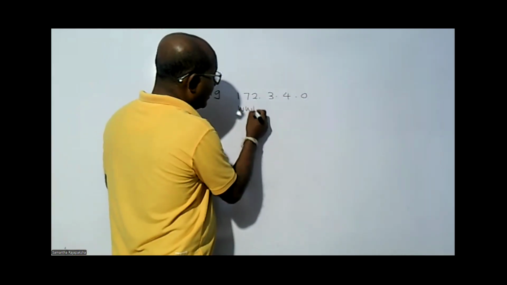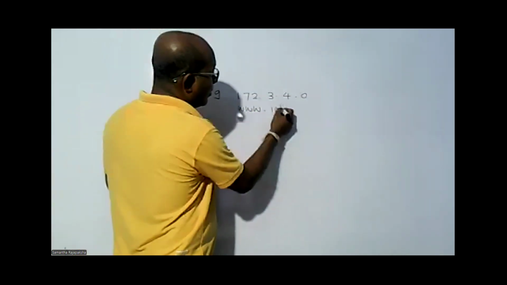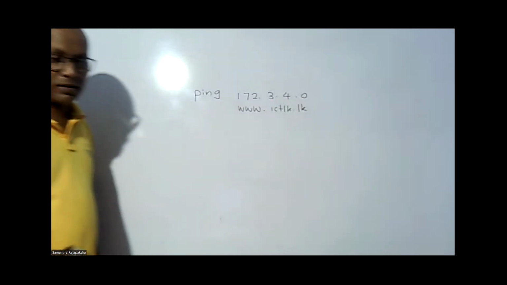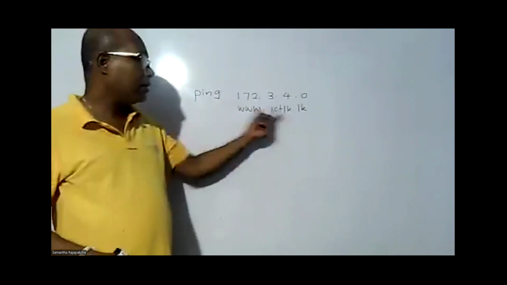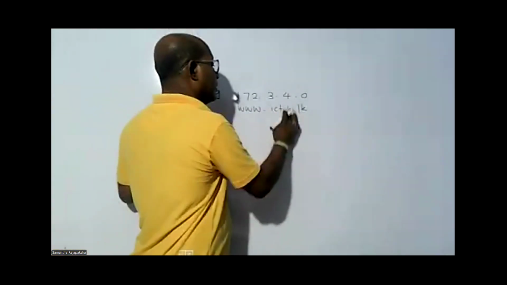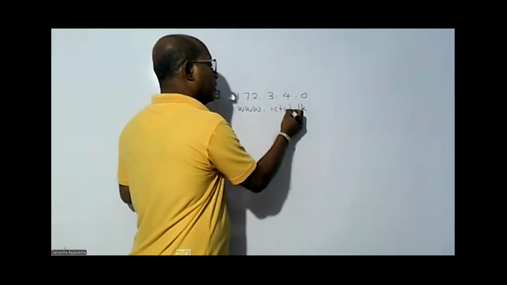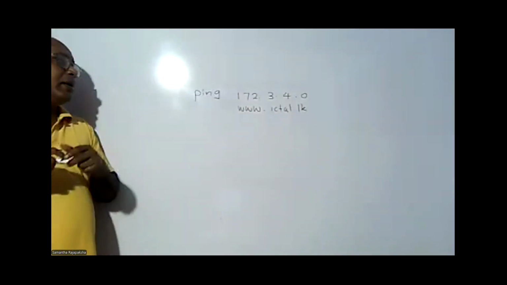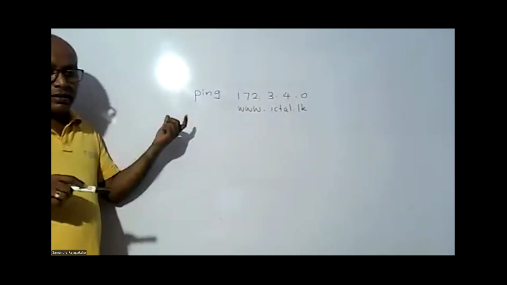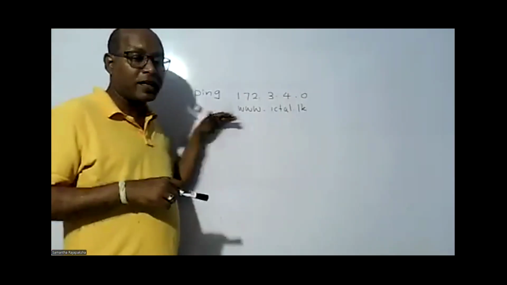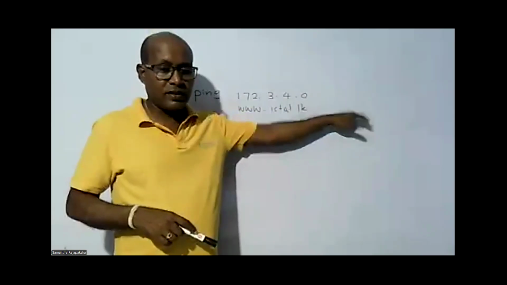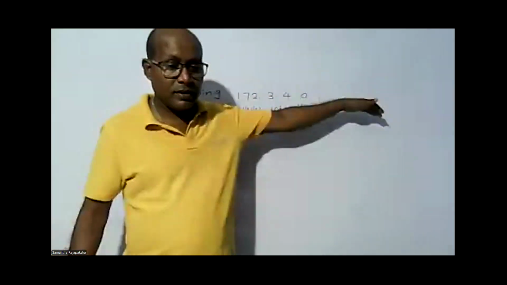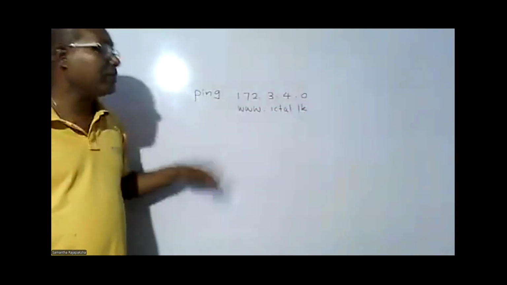If you have a domain name, you can use the domain name like this. Remember, when you run this command, it will send 4 packets to the other side. Once we send the 4 packets to the other side, we must get the reply if the other side is available.